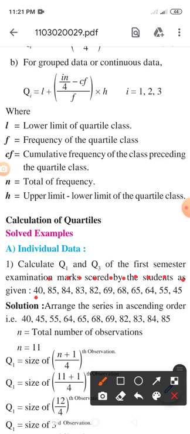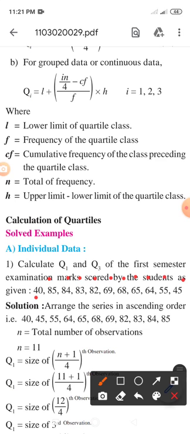So the first step, please write down the first step for calculation of quartiles in case of individual series. Arrange the data as per ascending order only.